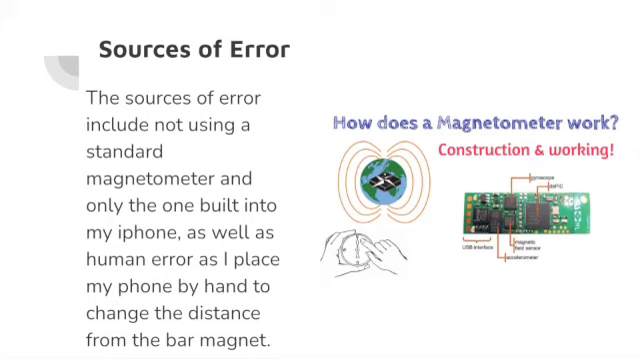Sources of error. The sources of error include not using a standard magnetometer, but the one that was built into my iPhone, as well as human errors. I placed my phone by hand to change the distance from the bar magnet. The magnetometer inside of the iPhone isn't perfectly perpendicular to the position of the phone, so I had to actually figure out where that was in order for the experiment to start measuring the effects on the field.